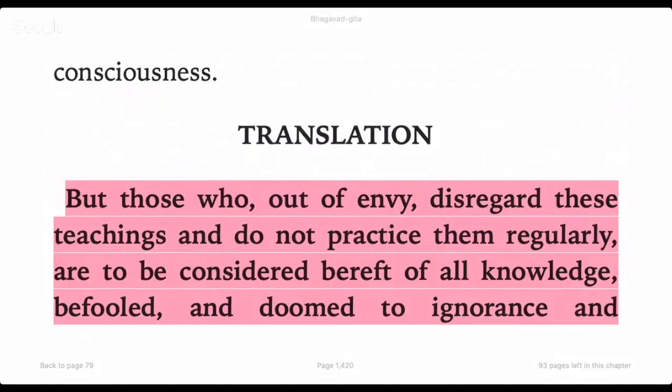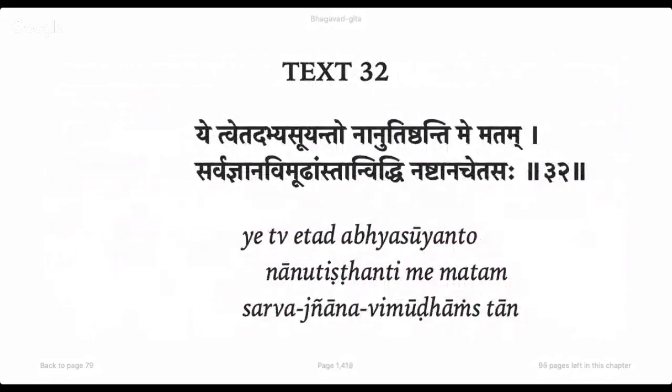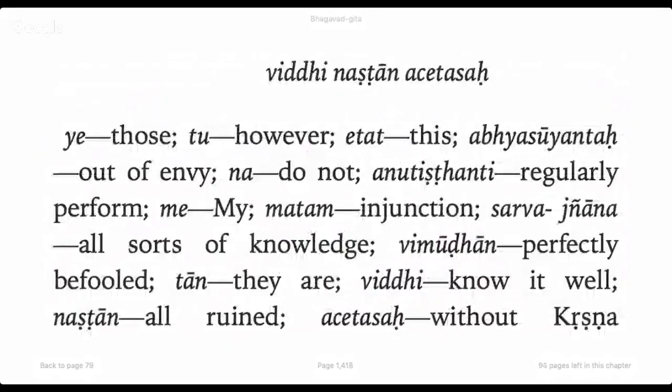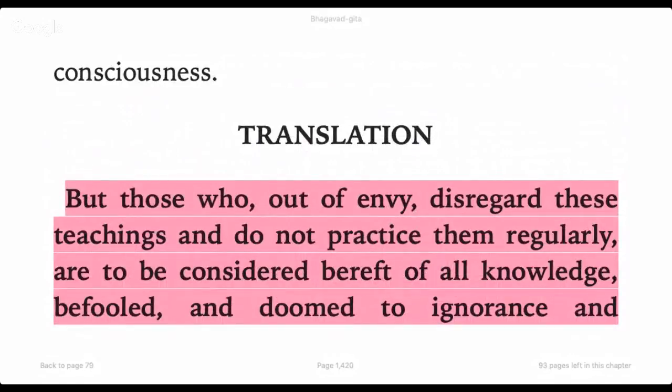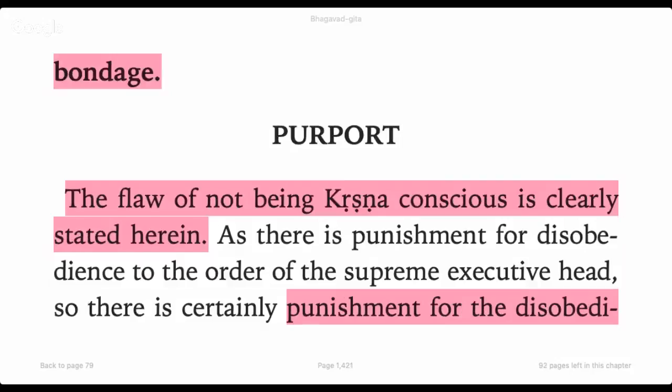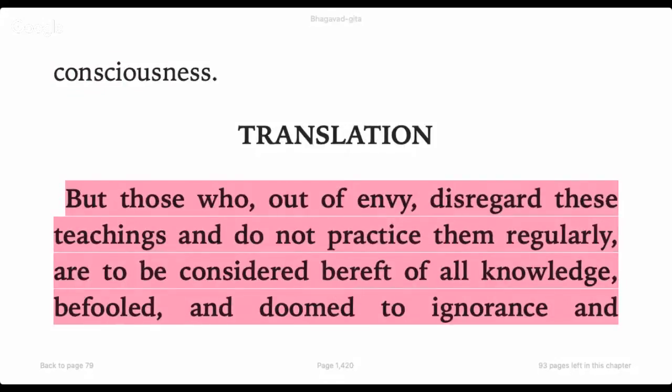Next shloka. Verse 32, translation by Srila Prabhupada. But those who, out of envy, disregard these teachings and do not practice them regularly are to be considered bereft of all knowledge, befooled, and doomed to ignorance and bondage. In this shloka, Prabhupada mentions that there is a punishment for disobedience to the Supreme Lord, and two things happen. First thing is he would realize that there are three aspects of Krishna, Brahman, Paramatma, and Bhagwan. And second, he won't understand.